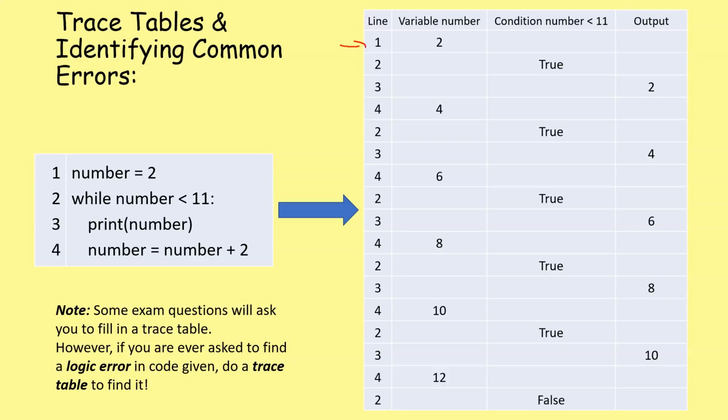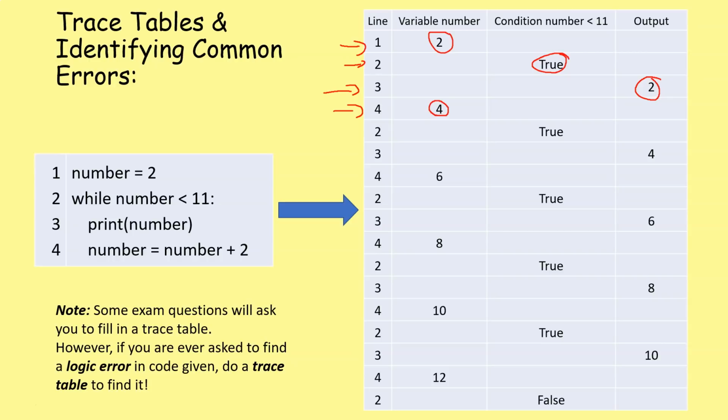So we're going to start with line 1. Our variable is number, and we set that initially to 2, don't we? Then we move on to line 2. What do we do in line 2? Well, we say while number less than 11. Well, the number is currently 2. Is 2 less than 11? Yep, that is true. We move on to line 3, which is printing the number. That means we're going to output the value of number, which is 2. We then move on to line 4. Line 4, we're adding 2 to the number and storing it back as number, so we now have a value of 4 for number.